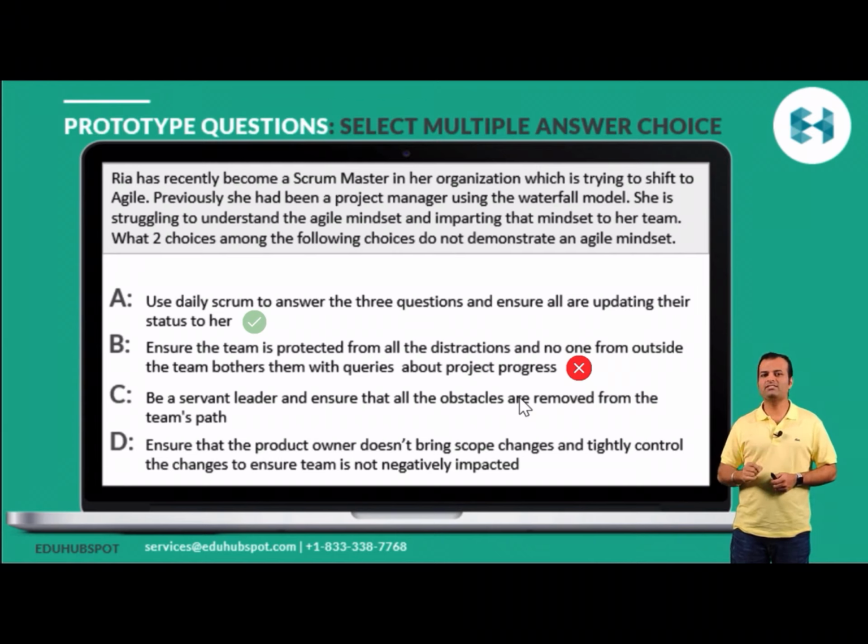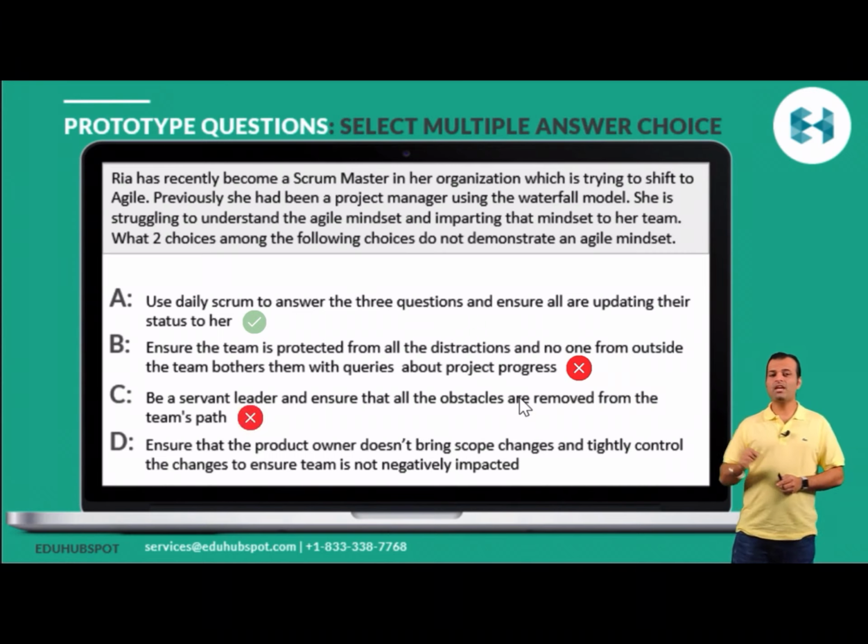C, be a servant leader and ensure that all the obstacles are removed from the team's path. Exactly. This is what your agile mindset is. They expect the agile coach, the Scrum Master, to be a servant leader. So option C is also a choice which is demonstrating the agile mindset. So that's gone as well. This will not be the correct answer choice.